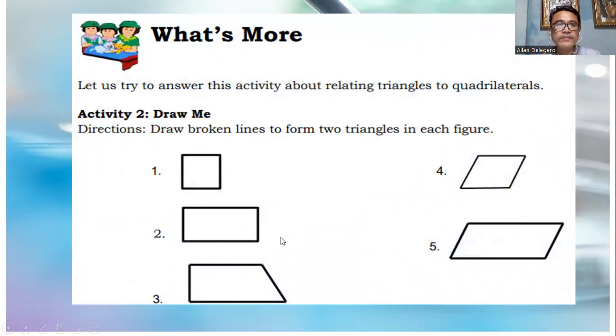Let us try to answer this activity about relating triangles to quadrilaterals. Draw broken lines to form 2 triangles in each figure. Figure number 1, square, 2, rectangle, 3, trapezoid, 4, rhombus, 5, parallelogram.